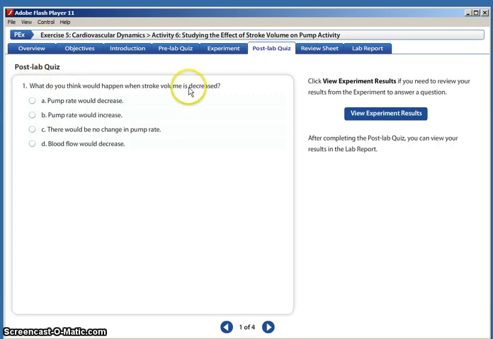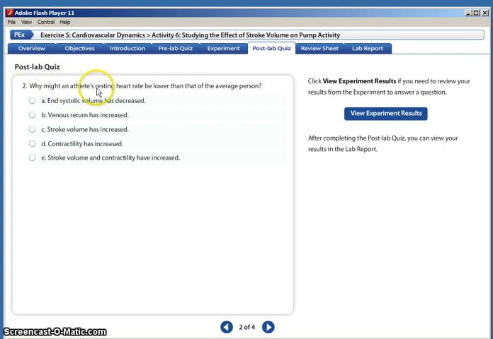All right, and so here's our post-quiz, which you go through. What do you think would happen when stroke volume is decreased? All right, so if stroke volume is decreased, pump rate would have to increase, right? Why might an athlete's resting heart rate be lower than an average person? Okay, so venous return has increased. Stroke volume has increased. Contractility has increased. And that means the heart rate can decrease.